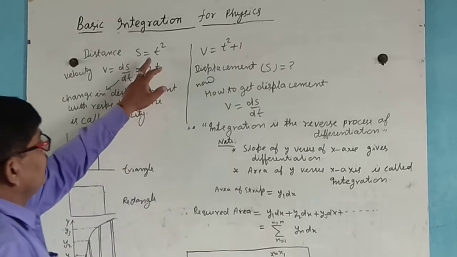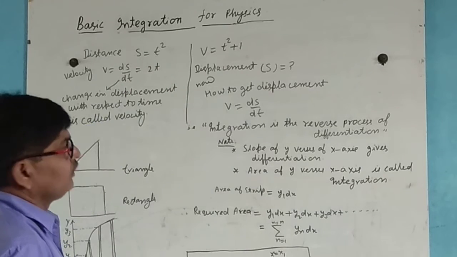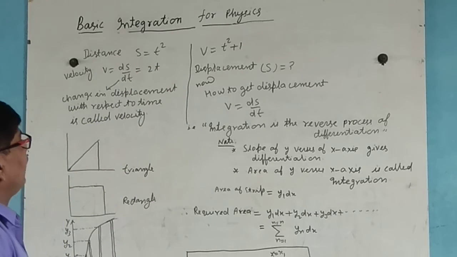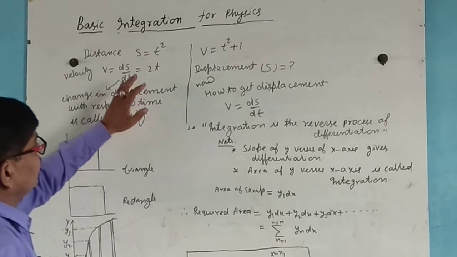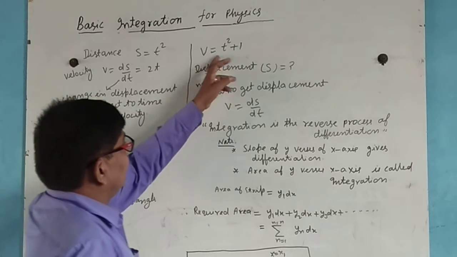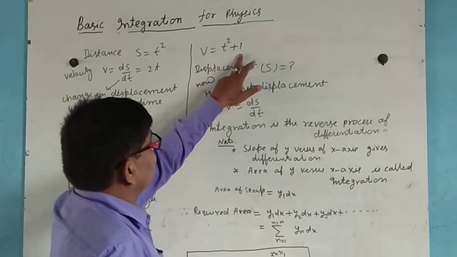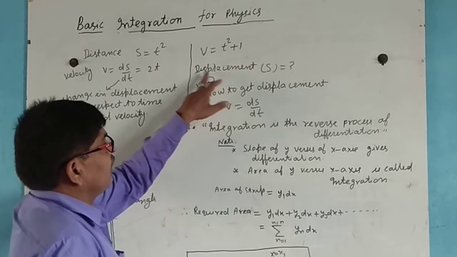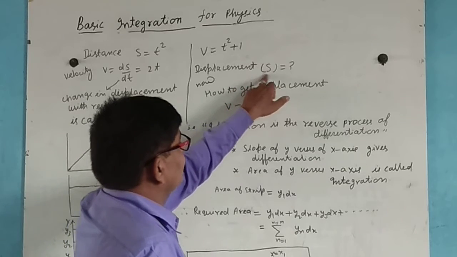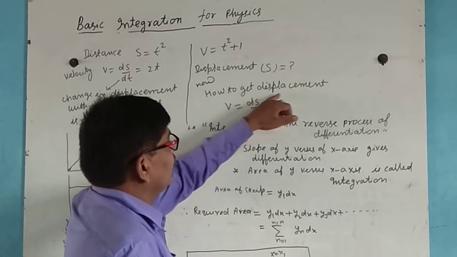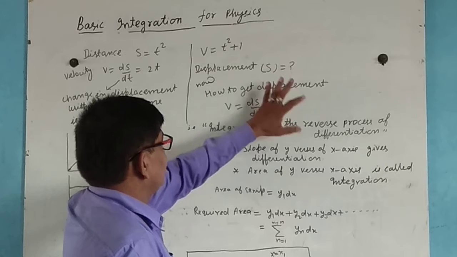Here, if the displacement is given, then we get the velocity. But if the velocity is given, v is equal to t squared plus 1, then what is the displacement s? How do we get the displacement in this case?